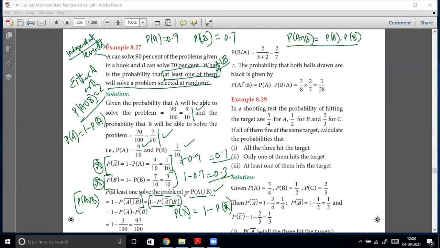So don't ask me how this has come. Go and see your 10th standard textbook. But we can prove it. We can prove it by Venn diagram. P of A union B the whole dash. This is A union B. P of A union B the whole dash will be everything else.